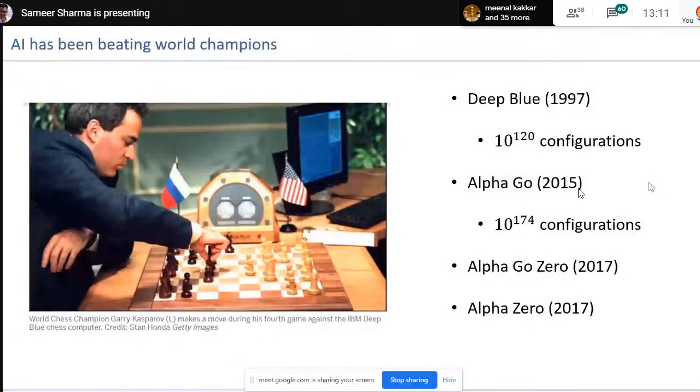Now 2 years down the line, 2017, the same team published AlphaGo Zero. This was again even more powerful than AlphaGo, so much so that in the first 100 games, it defeated AlphaGo 100-0. And then came Google in 2017, around November or December. It actually developed AlphaZero. So AlphaZero can play Go, can play chess, and it can defeat anybody in the world.